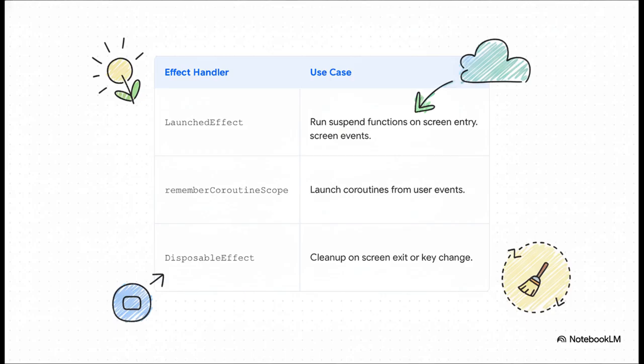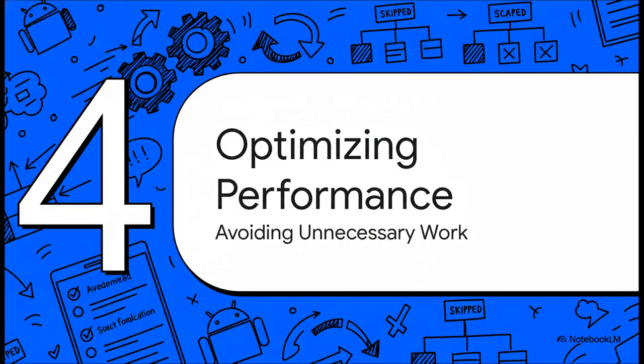LaunchedEffect is your go-to for running something once when a screen first appears. rememberCoroutineScope lets you safely launch background work from a user action, like a button click. And DisposableEffect is for anything that needs cleaning up when the user navigates away. Okay, now that we have the fundamentals down, let's level up and talk about performance.